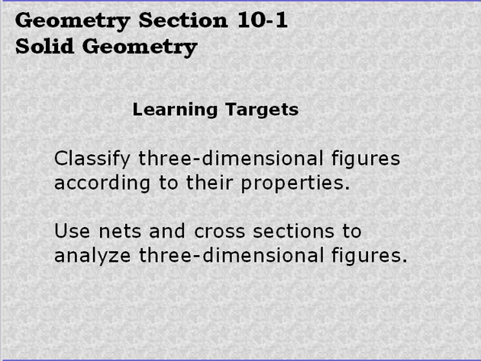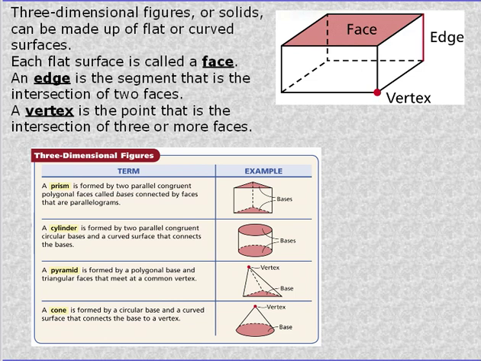All right, so we have a few bits of vocabulary to go over. 3-dimensional figures or solids can be made up of flat or curved surfaces. Each flat surface is a face. So here's a face right here. It's a flat top to that rectangular prism. Each flat surface is called a face.